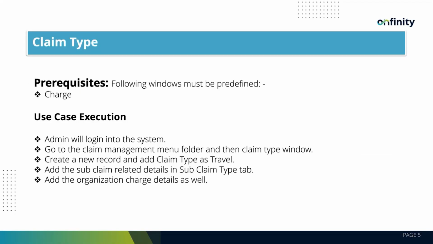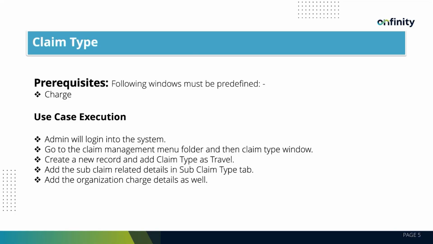We will now review the use case execution. First, ensure that the required charges are predefined in the system, as these are necessary for configuring claim types. The administrator begins by logging into the system. They then go to the claim management, then the claim type window. Here, a new record is created, and the claim type is set to travel. Afterward, in the Subclaim Type tab, the required subclaim details are entered. Finally, the appropriate organization charges are added to each subclaim.